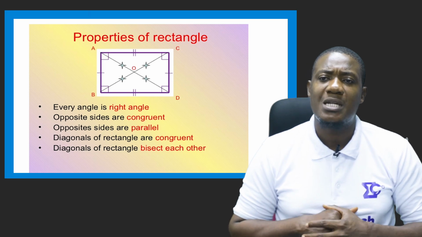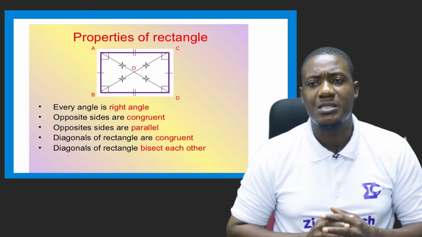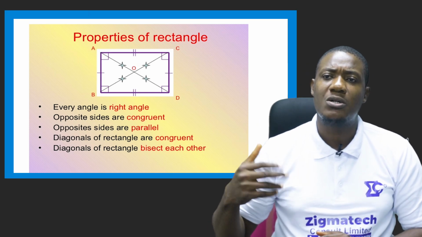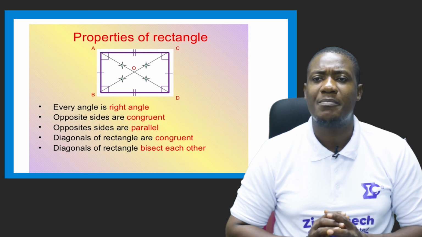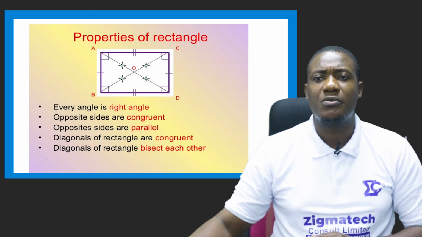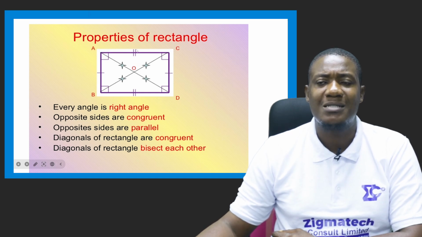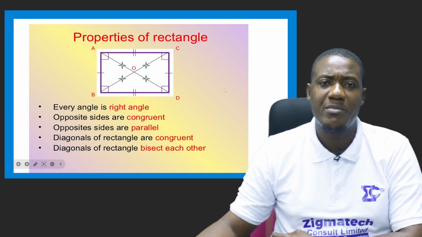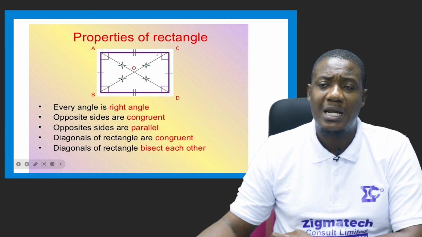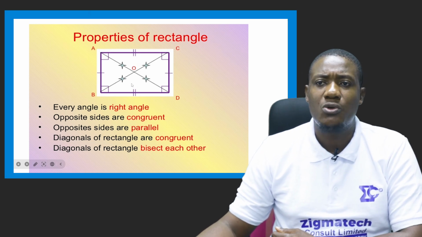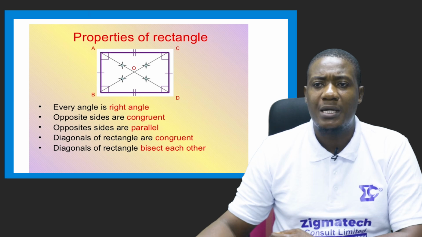Okay, the opposite sides of a rectangle are congruent. Opposite sides of a rectangle are equal and parallel. So if you look at side AC, it is equal to side BD and parallel to it. There's nothing that will make these 2 lines ever meet because you know that parallel lines don't meet. Side AB is equal to side CD and parallel to it.